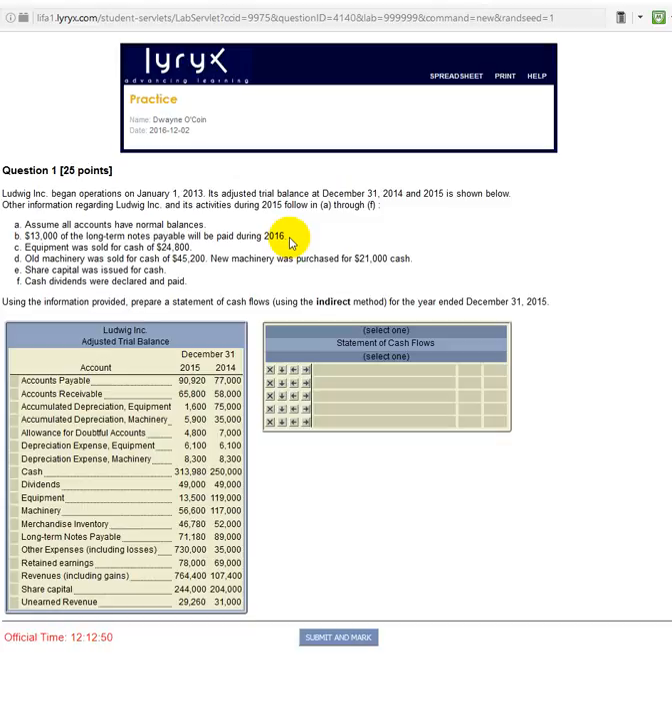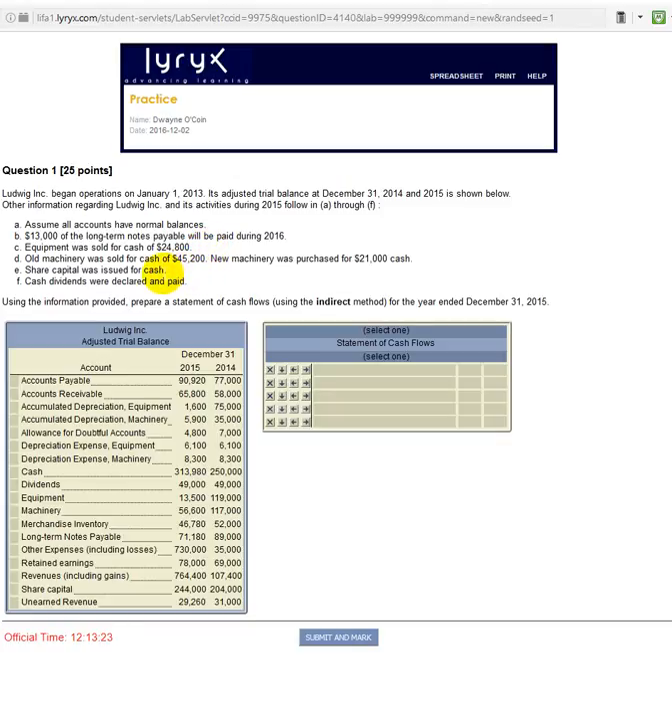Essentially, in this case, it would be a note disclosure to show that the long-term liabilities are going down while the current portion of long-term debt is going up. On the balance sheet, you'd have to show the current portion of the long-term debt, but that doesn't impact our statement of cash flows. Equipment was sold for cash of $24,800, so that's the proceeds. Old machinery was sold for proceeds of $45,200, and new machinery was purchased. Apparently there was no equipment purchased, but we'll reconcile that just to make sure.